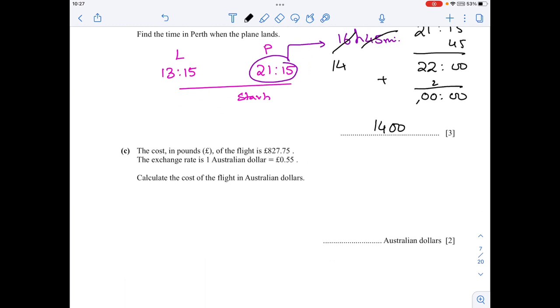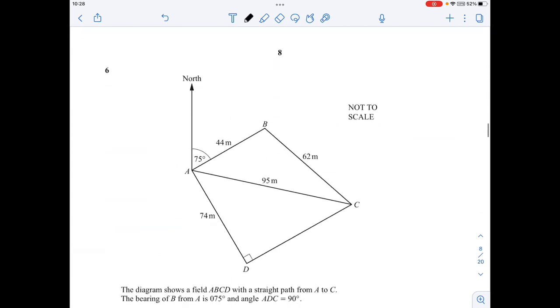The cost in pounds of the flight is 827.75. The exchange rate of $1 Australian to the pounds is $1 Australian is 0.55. Now this is 827.75. So how many Australian dollars? So 827.75 divided by 0.55. It should be 1505.